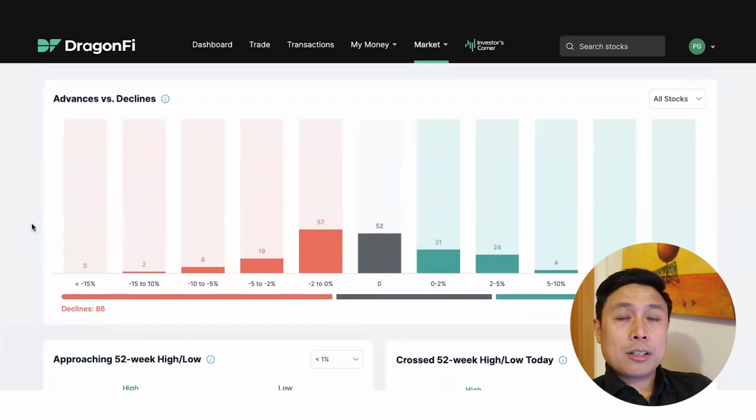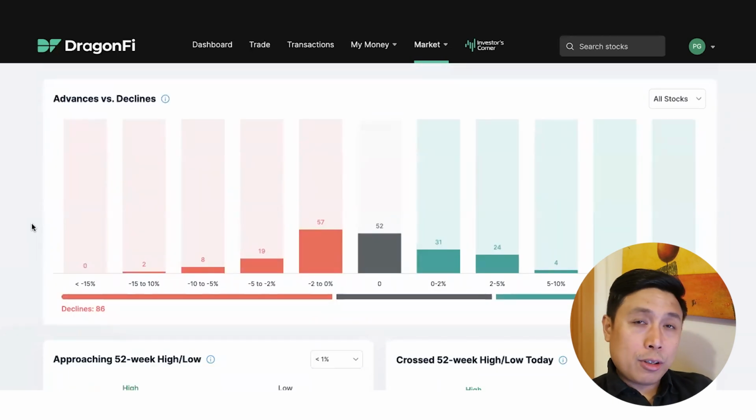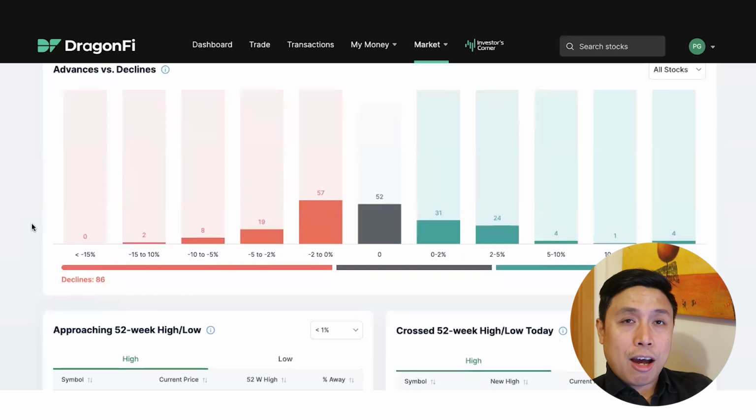You have the number of stocks that have advanced or moved up for the day, and you also have the number of stocks that have moved down also for the day. It gives you a perspective of how many stocks went up and went down, but also the percentage of how they went up and went down as well. It could give you insight on how the market is faring also on the general perspective.